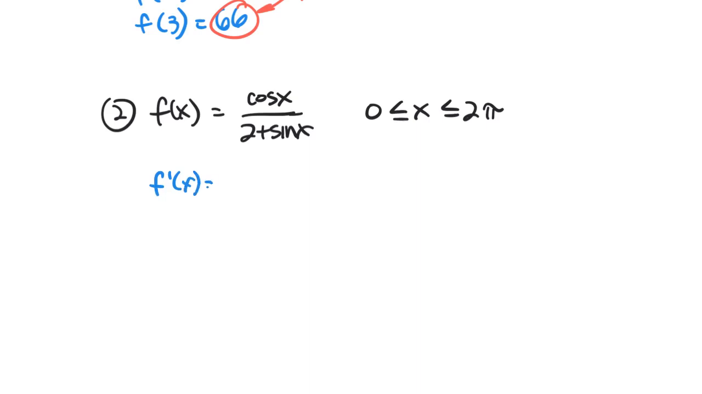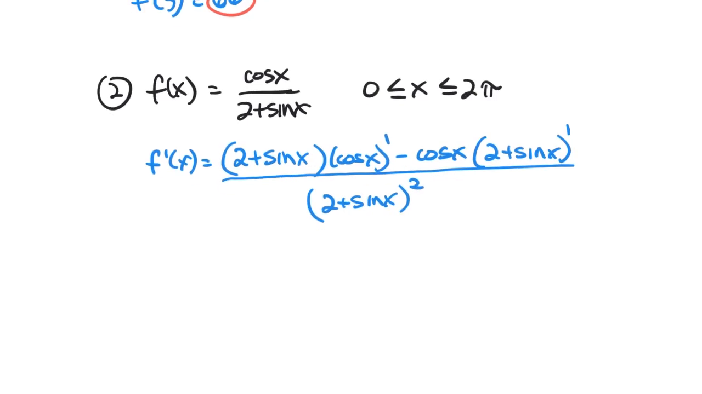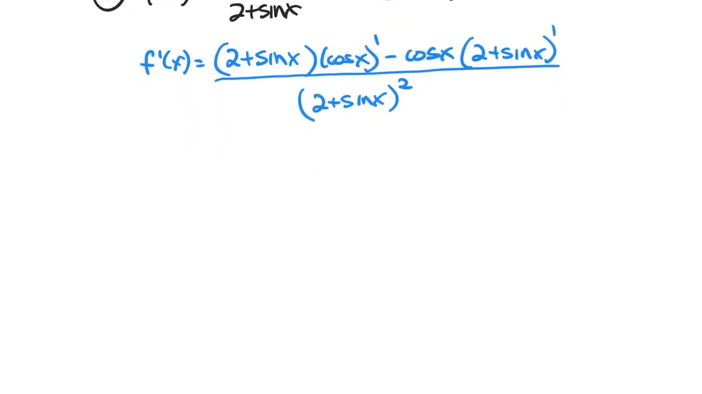So f prime of x equals low d high, minus high d low, derivative of low, all over the square of the bottom we go.